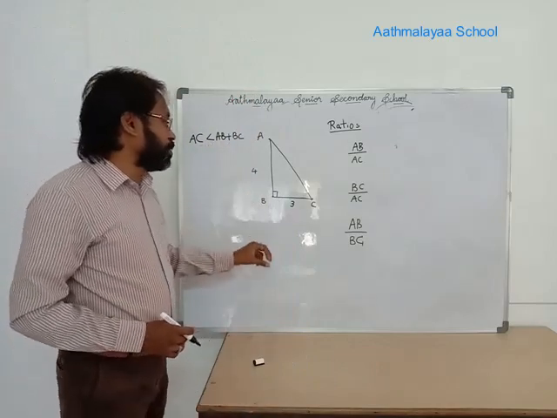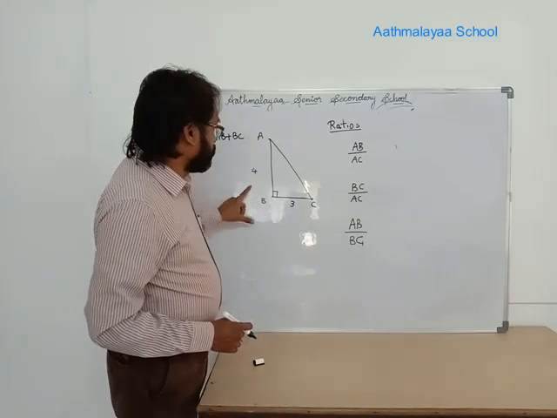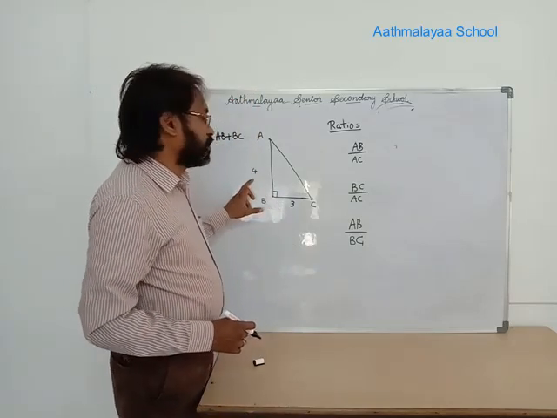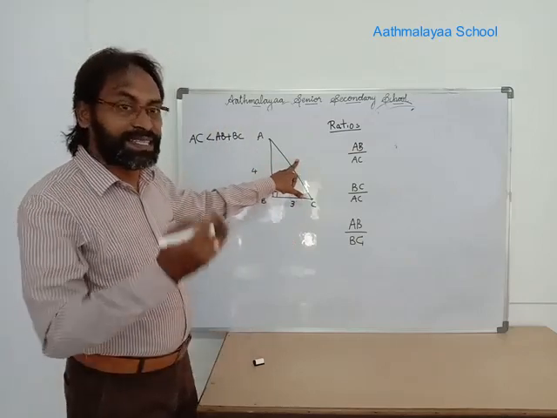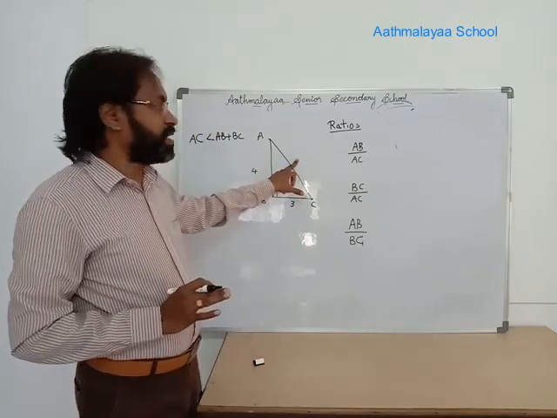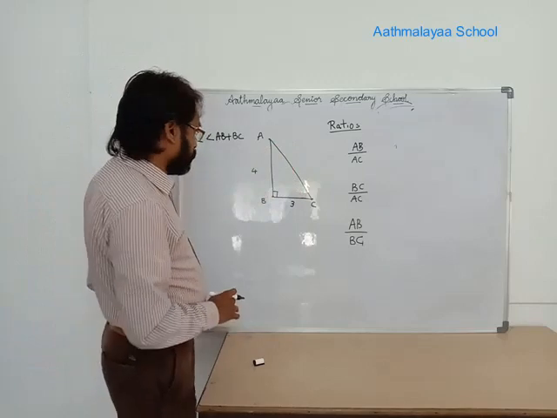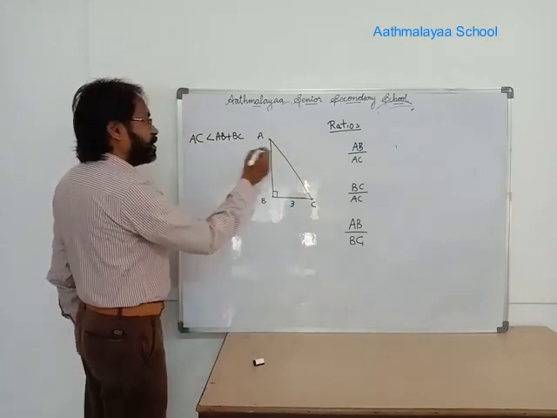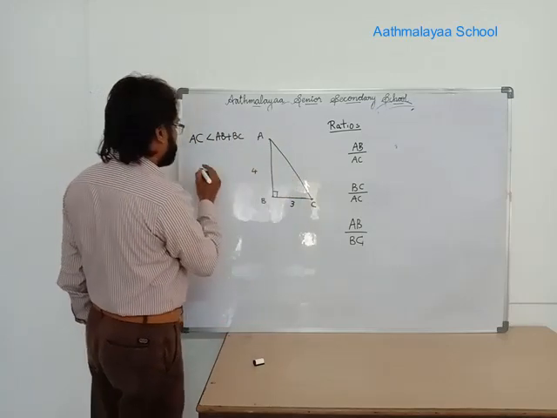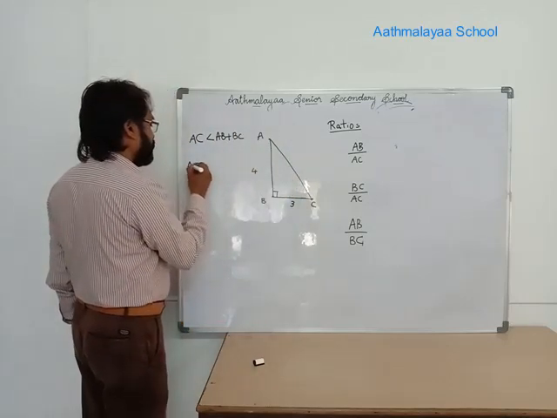Cannot be equal means what? AB plus BC is 3 plus 4, which is 7. So AC is not equal to 7. It is lesser than 7, a smaller length. So you know how to find AC. This is not a part of ratios, but we will just see how to find AC.